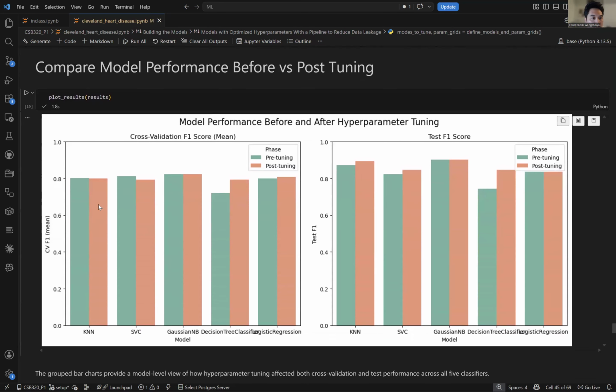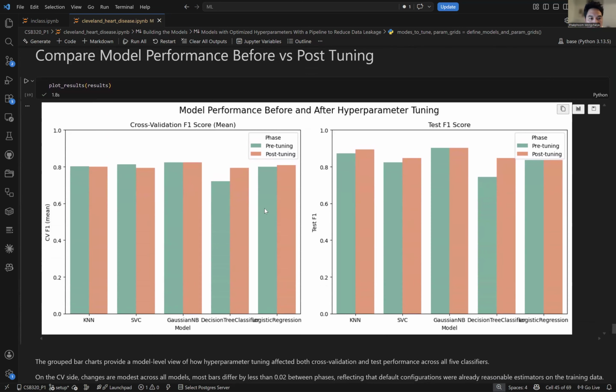Here's a graph of that table. So again, the hyperparameter tuning made everything slightly better, except for the decision tree, which gained a lot from tuning its hyperparameters.